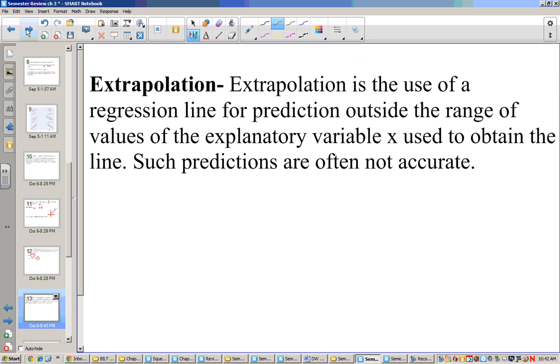Extrapolation is when you are predicting things outside of your data set. So if your data set goes from 20 to 50, say, and they tell you to predict what happens when your x value is 70, that would be extrapolation. The linear correlation might be good here, but we have no idea what happens outside to the right or outside to the left.